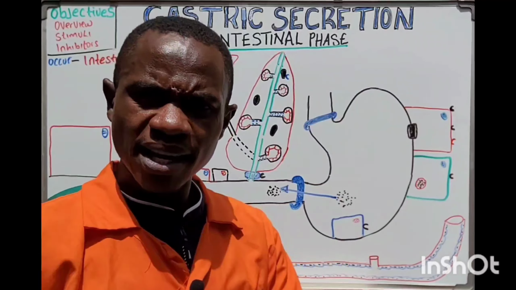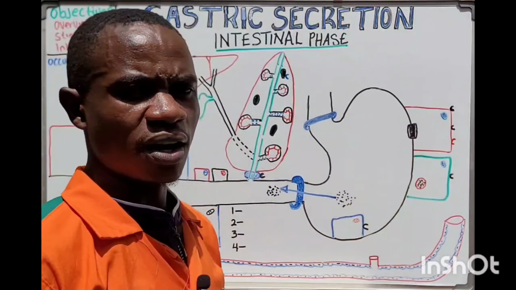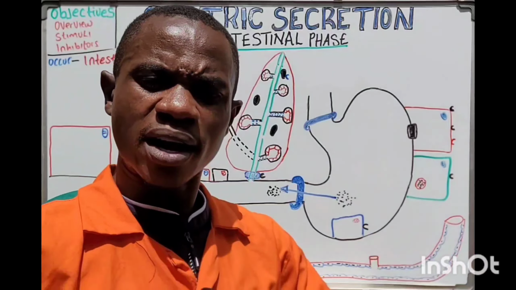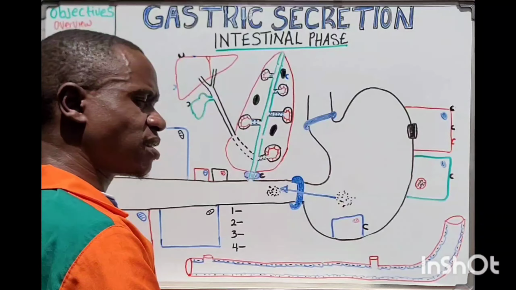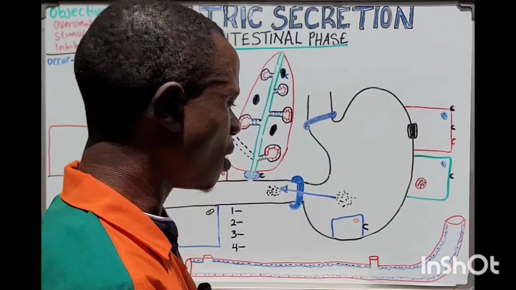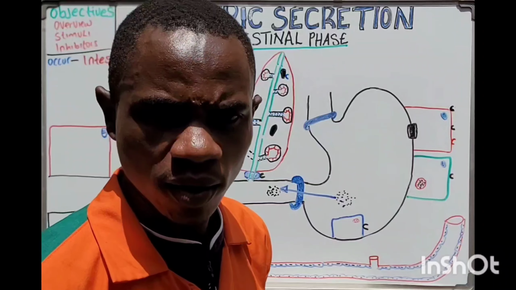However, the biggest percentage of the chyme is going to be pushed back to what we call the body of the stomach for more chemical and mechanical digestion, until it is ready to bypass this canal, which we are calling the pylorus canal, which is going to be gated by what we call the pyloric sphincter.